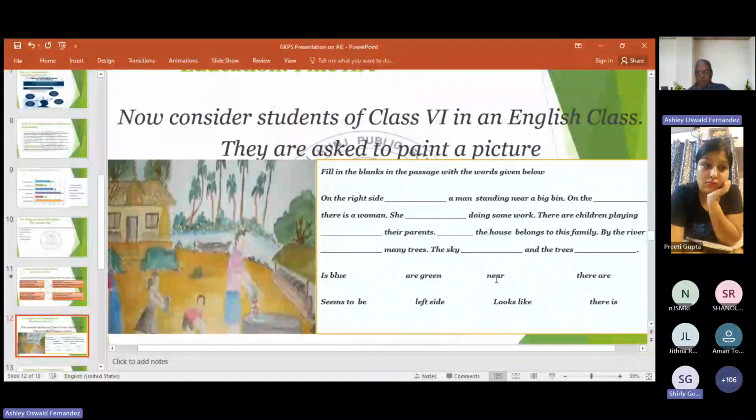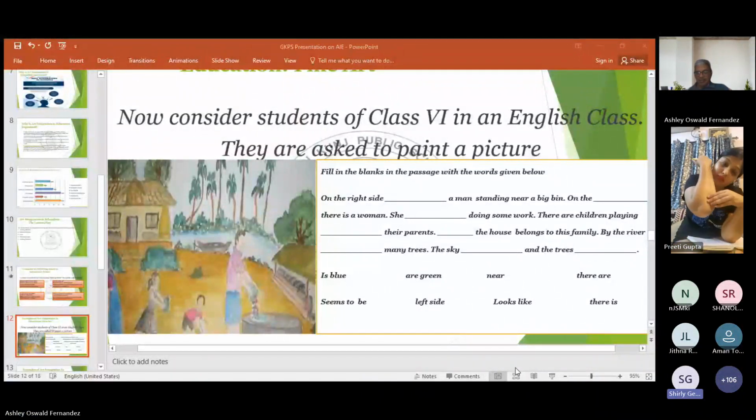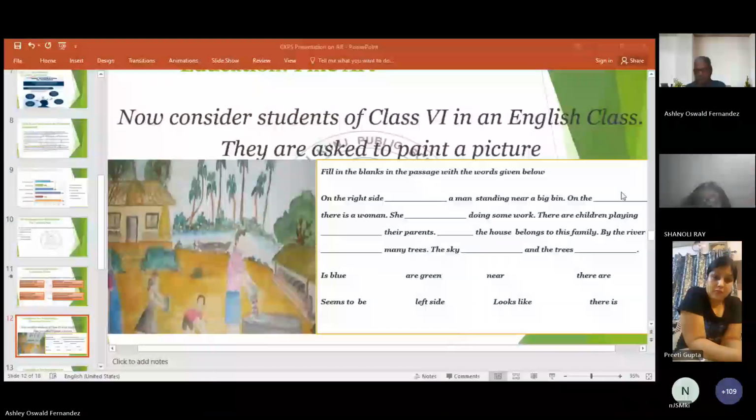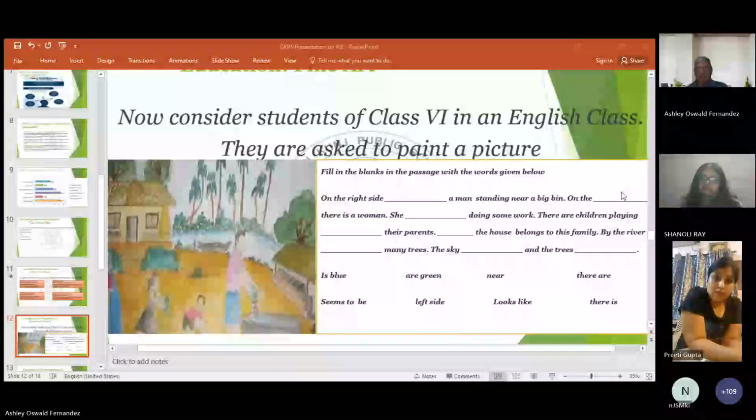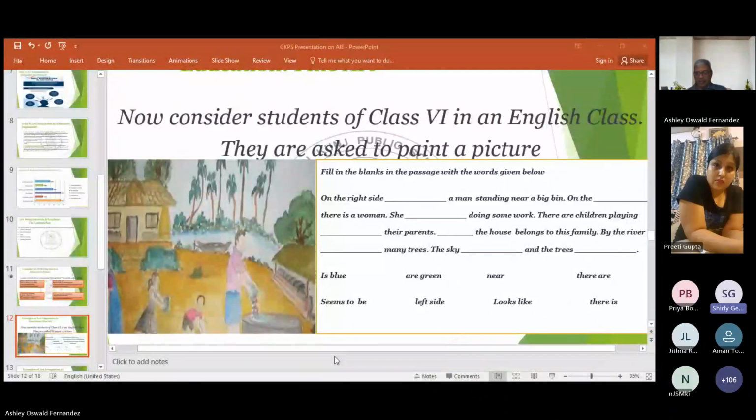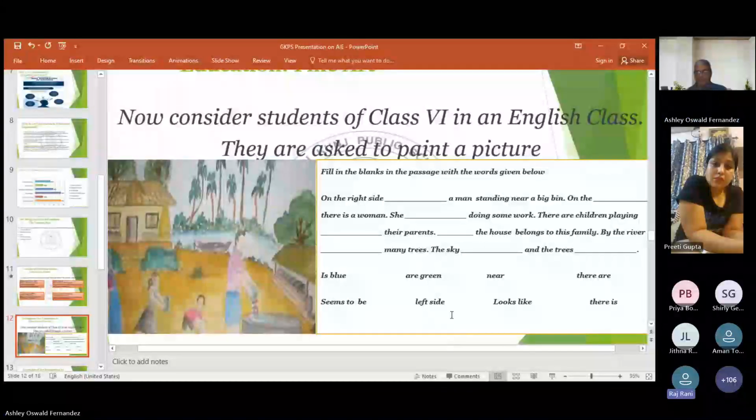I think it seemed to be fine to me. Any difference of opinion here? Almost the same, sir. Is it the same to all? I think the only thing is, it seems to be the house belongs to this family. English teachers, I think that's correct now. Seems to be the house belongs to this family. Yeah. By the river.